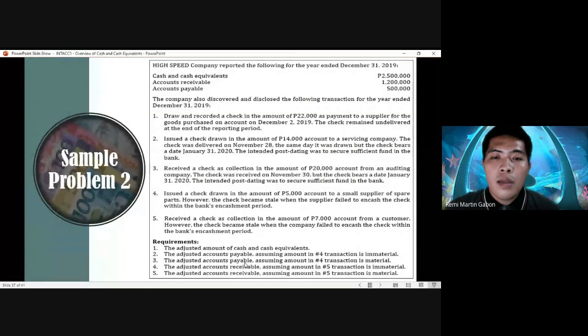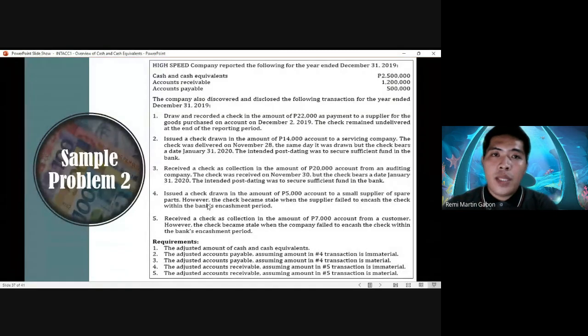For accounts payable, assuming daw yung transaction 4, ito yan, material or immaterial. The same with 4 and 5. Accounts receivable, assuming daw si transaction 5 is material or immaterial. So how do we deal with this problem? First is tignan si requirements. Sabi dyan, adjusted. So therefore, we assume that these amounts na nasa itaas, unadjusted pa. So therefore, we have to adjust with the amounts related sa number 1, 2, 3, 4, 5. Okay?